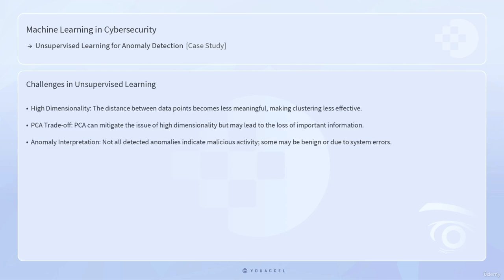However, Emily does not shy away from discussing the challenges associated with unsupervised learning. She points out the issue of high dimensionality, where the distance between data points becomes less meaningful, making clustering less effective. PCA can mitigate this issue, but may lead to the loss of important information. Another challenge is the interpretation of anomalies. Not all detected anomalies indicate malicious activity. Some may be benign or due to system errors. This necessitates further investigation and domain expertise.